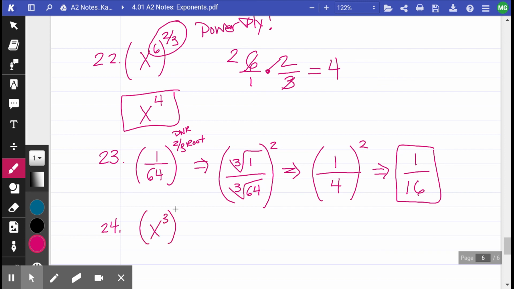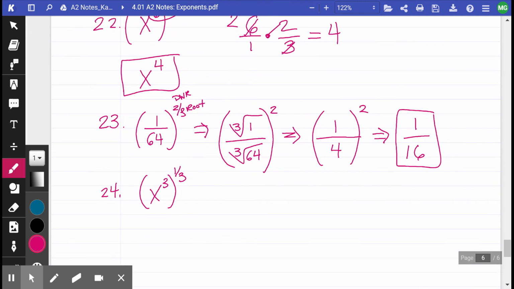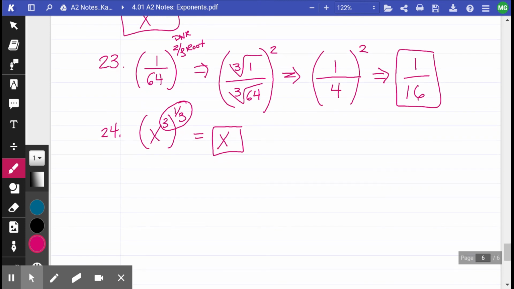And try this one. Pause the video and do this one on your own. Again, this is another one where you want to power apply. So 3 times 1/3 gives you 1. So your answer is just x.